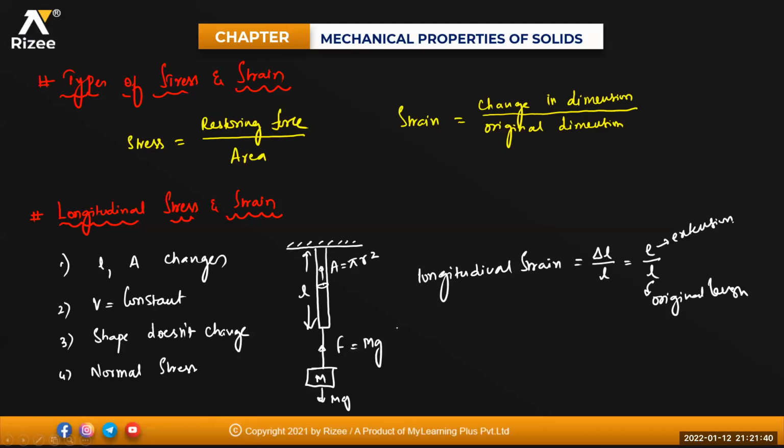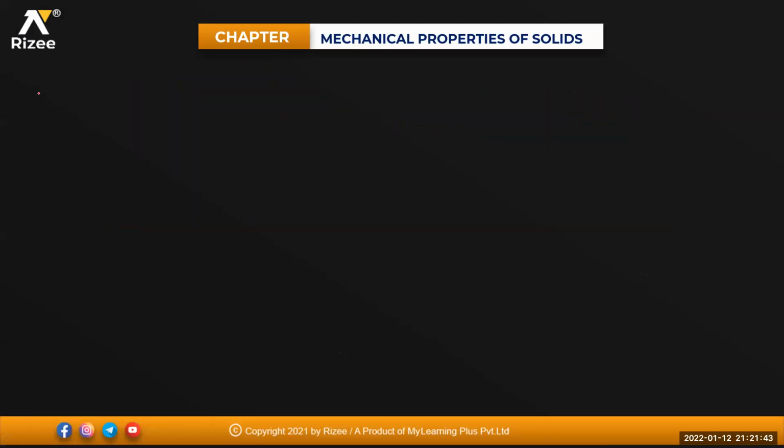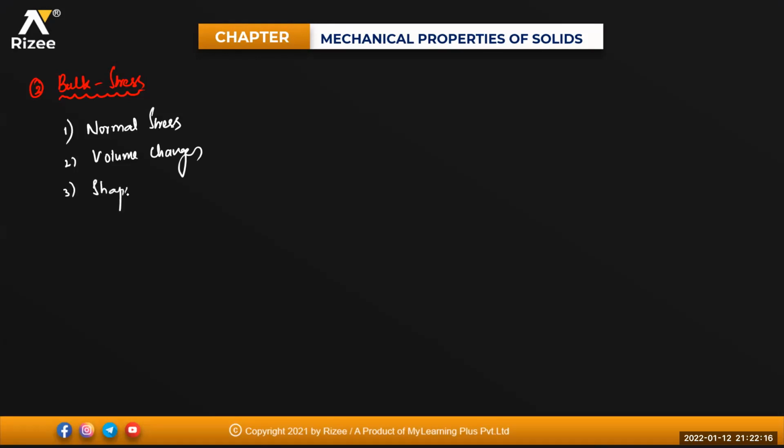Sure. Next one is bulk stress. Number one, this is also your normal stress, beta. Number two, in this one, volume changes. In the previous one, there is no change in volume, but in this one, volume changes. Number three, shape does not change.